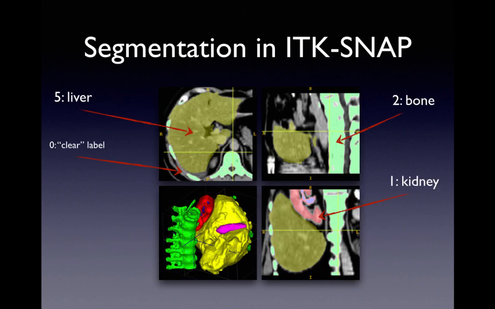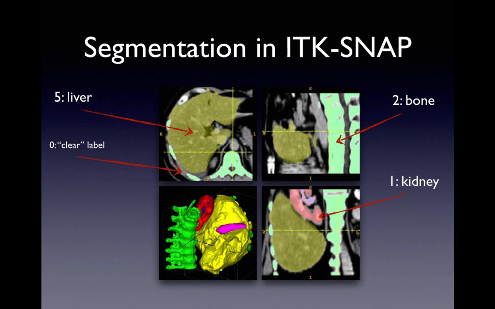Now let's talk a little bit about how segmentations, the results of this segmentation process, are stored and represented in ITK-SNAP. So here's a typical example of a completed segmentation where we have labeled the liver in yellow, and we've labeled bones in green and kidney in red. And the way we represent these segmentations is by assigning every voxel in this image a label.